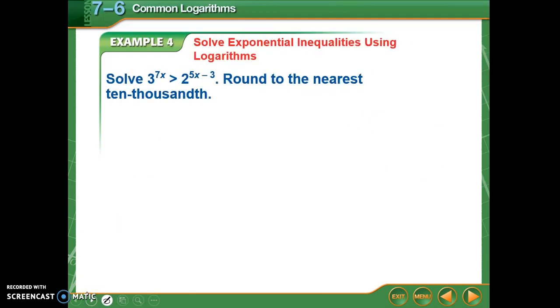All right, so we can do a similar thing with exponential inequalities. We can solve those using logarithms. Again, notice here my base is 3 and here my base is 2. I cannot rewrite 3 as 2 to the power or 2 as 3 to the power, at least not exactly, right? Not precisely. And so we're going to use the same technique that we just did to take the logarithm of both sides so that our exponents will move down in front and become coefficients.